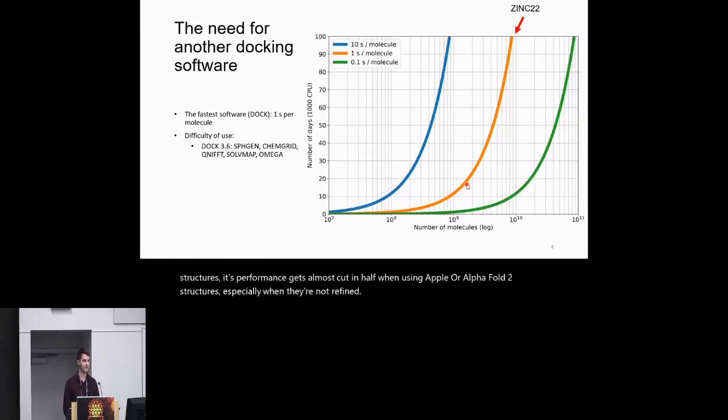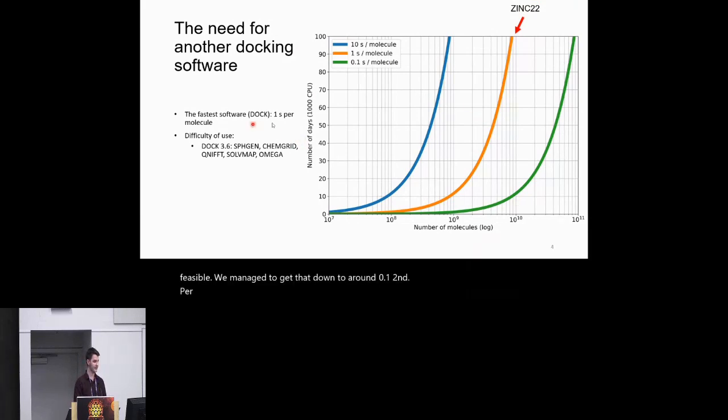Another issue is speed. One of the fastest docking softwares that's available right now is DOCK, which is around 1 second per molecule, and this is without counting any sort of pre-processing steps. So if you wanted to screen all of ZINC22, which is over 10 billion compounds, with 1,000 CPU cores, you'd be looking at over 100 days, which is not really feasible. We managed to get that down to around 0.1 second per molecule.